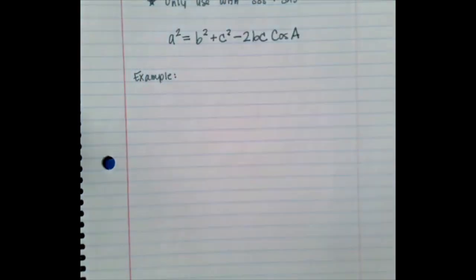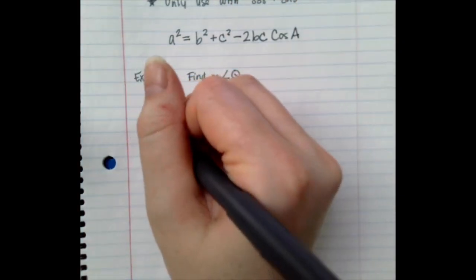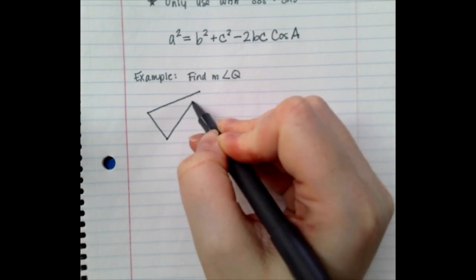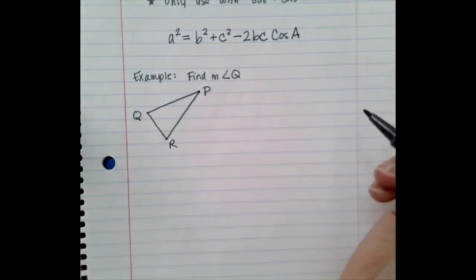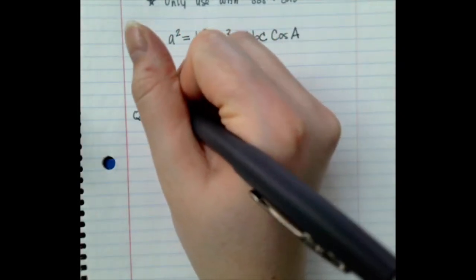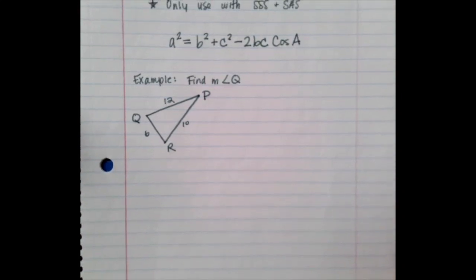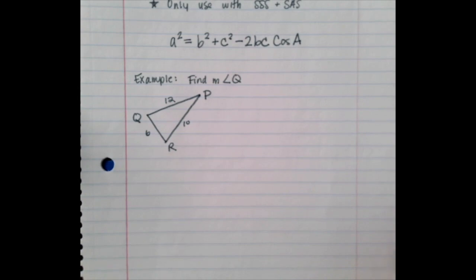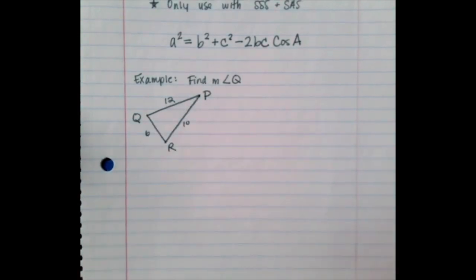So let's do an example where we're looking for a missing angle instead of a missing side. This example says, find the measure of angle Q. The first thing I want to do is make sure that I can use the law of cosines. So I need to see if I have SSS or SAS. And we can see we have side, side, side, so we're good to use the formula.